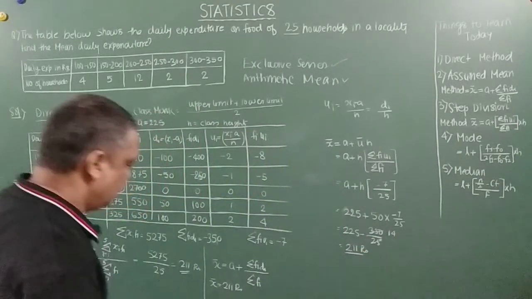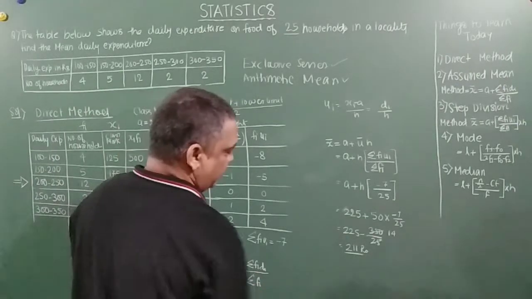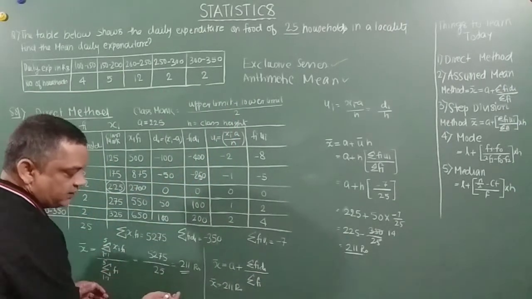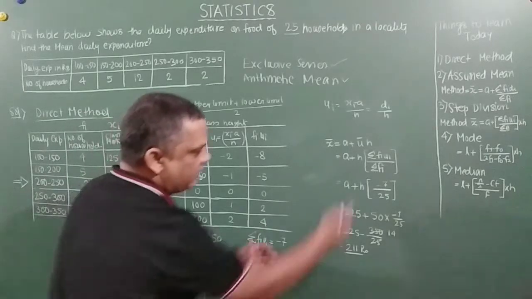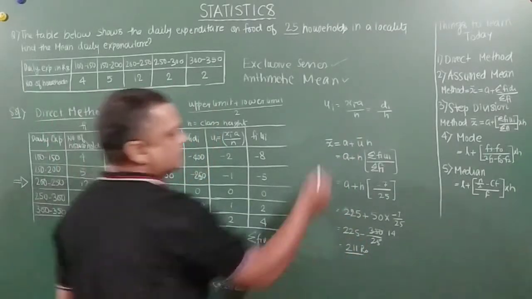So friends, you saw that for all the methods, that is your direct method, your assumed mean method, and your step division method. Right? This is step division.